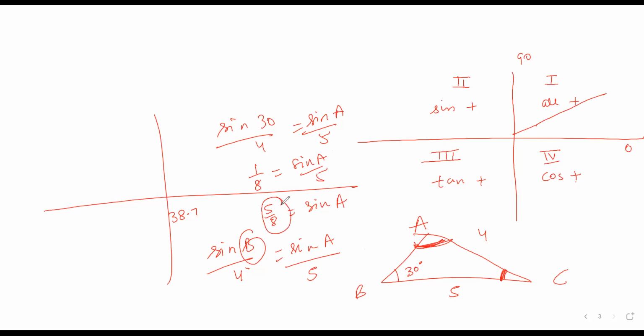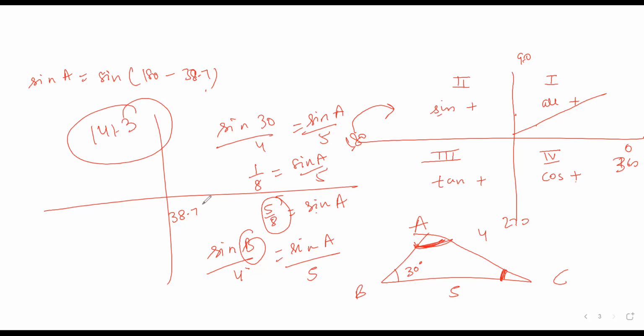You know that 5 by 8 is positive, and in the second quadrant, which is 90 to 180, sine is also positive. So we will find one more value of this angle in the second quadrant. Sine A can be sine of 180 minus 38.7 also, because it is between 90 and 180, so it will be less than 180. So it is 180 minus 38.7, which is 141.3. This is another answer.